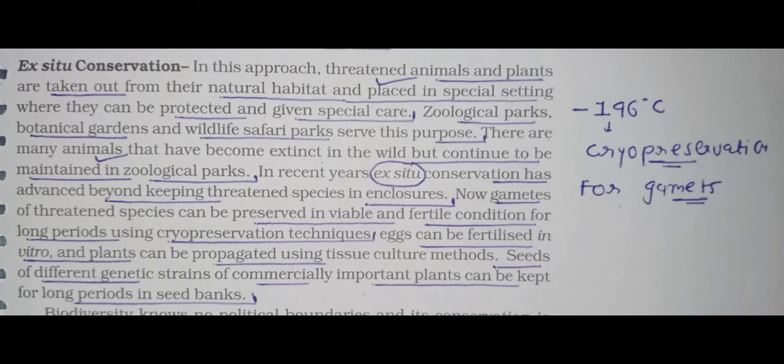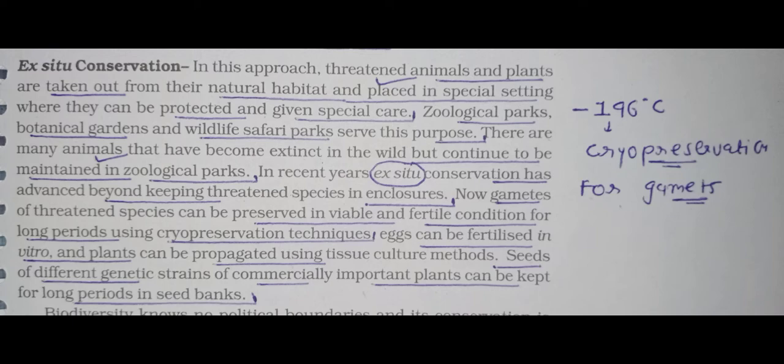See the next sentence. There are many animals that have become extinct in the wild but continue to be maintained in zoological parks. In recent years, ex situ conservation has advanced beyond keeping threatened species in enclosures. Gametes of threatened species can be preserved in viable and fertile condition for long periods using the cryopreservation technique. So you will write minus 196 degree centigrade temperature, cryopreservation for gametes. You will add this if it is not included in your textbook.